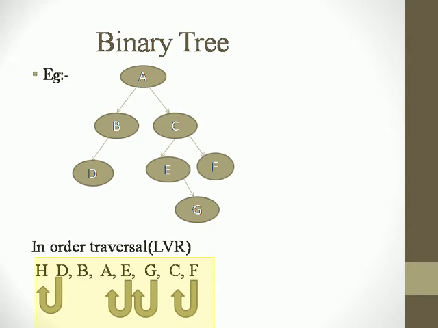The in-order traversal has three steps. Traverse the left subtree in in-order, visit the root node, traverse the right subtree in in-order. So the in-order sequence can be represented by the LVR sequence. When we perform the in-order traversal on the given tree, we get the sequence D, B, A, E, G, C, F. We can observe that as it is an in-order traversal, A is in the middle. All the nodes in the left subtree are on the left side of A.